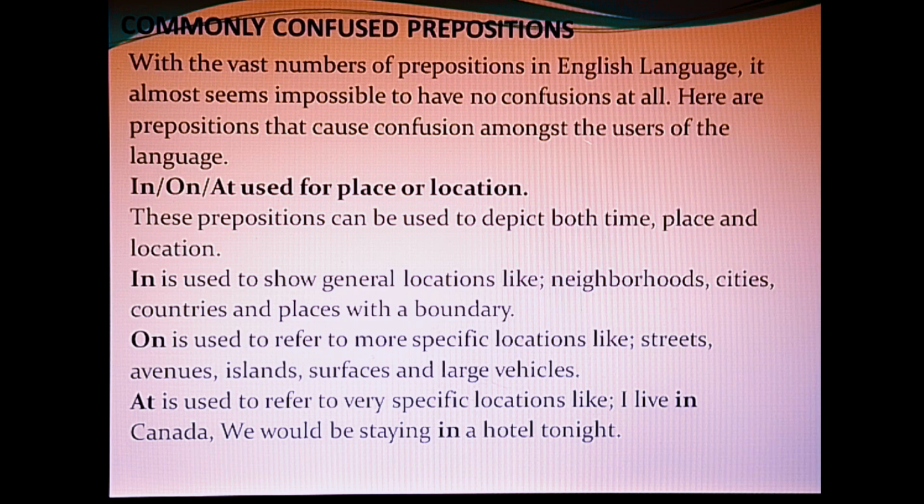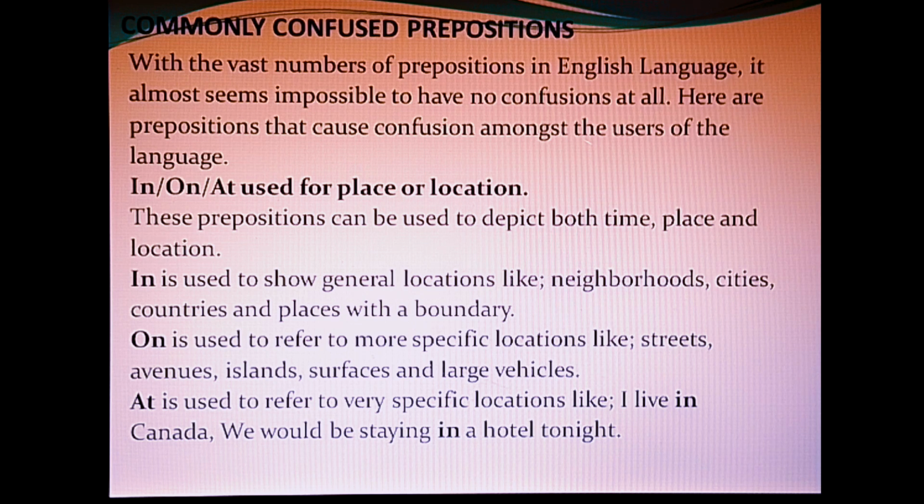Now, look, these prepositions can be used to depict time, place, and location. So don't get confused. You can use these three prepositions to make sentences that have to do with time, place, and location. Let's take, for example, in is used to show general locations like neighborhoods, cities, countries, and places with a boundary.